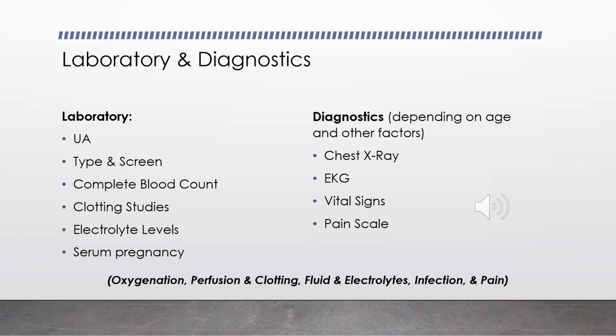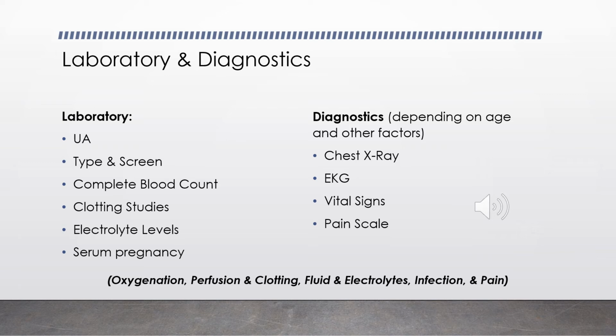Obviously, serum pregnancy on females only. No need to get that on the male population. And this is really important because some people can get into pre-op and not realize that they're pregnant. So everybody of childbearing age will get this pregnancy test, because there are a lot of things we don't want to do in that first trimester of pregnancy, and anesthesia to a pregnant female can cause fetal demise. So that's a laboratory test we want to make sure we take into consideration.